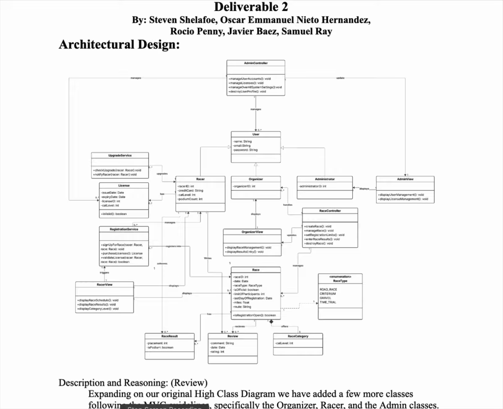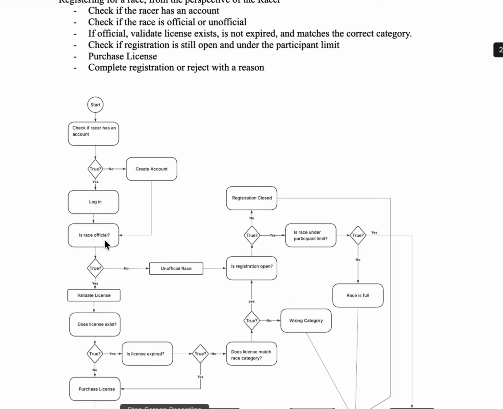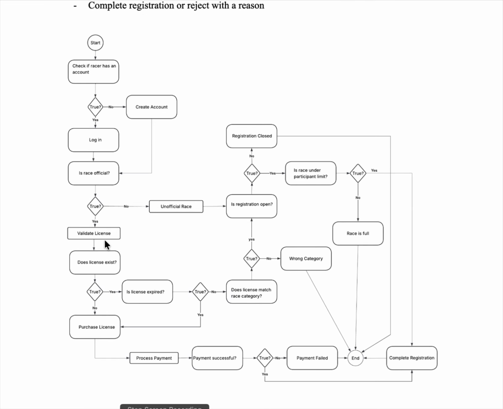Our activity diagram focuses on the race registration process from the racer's perspective. The workflow begins by verifying whether the racer has an account. The system then determines whether the race is official or unofficial. If the race is official, the racer's license must be validated to ensure it exists, is not expired, and matches the required category level.